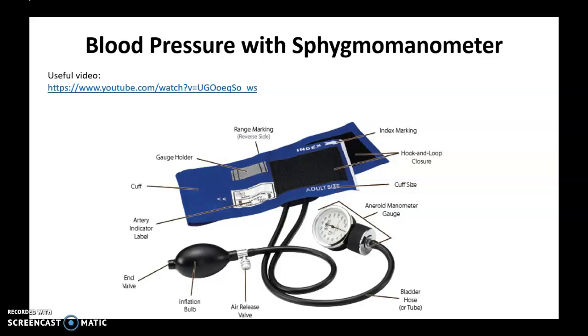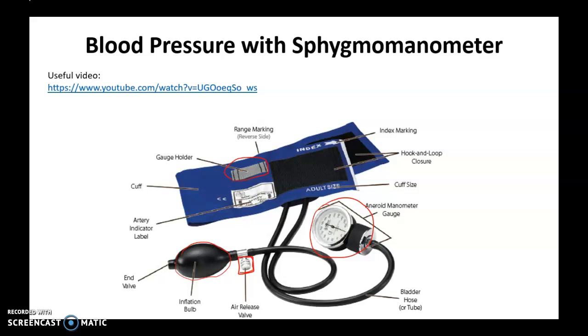You do see a cuff, right? And it's an adult size cuff. You also have a gauge. This is a gauge. And then you have this inflatable bulb right here. This bulb is used to inflate the cuff so you can exert a lot of pressure on the artery. We also have a release valve right here. This is used to release the pressure of the cuff. And there is also a gauge holder that actually holds a gauge, so you don't have to hold it with your hands.